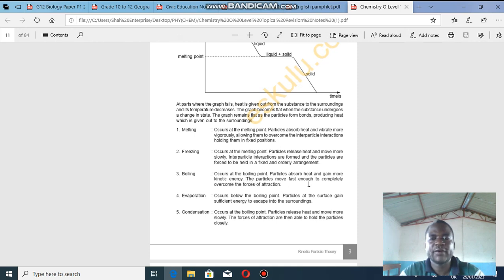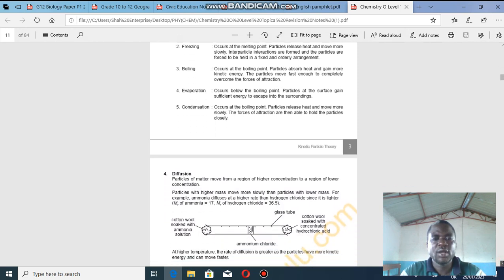Then particles move fast enough to completely overcome the forces of attraction. Why are they moving faster? Because now they have acquired kinetic energy due to the supply of heat. Then evaporation occurs below the boiling point. Particles at the surface gain sufficient energy to escape into the surroundings. Then condensation occurs at the boiling point. Particles release heat and move slowly. The forces of attraction are able to hold the particles closely together. So under condensation, that is what happens.